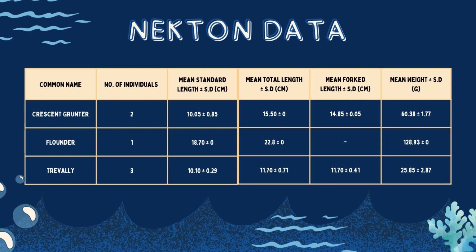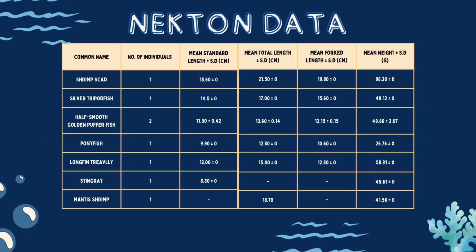Here are the data for the species that we got and the number of individuals of each species, mean standard length, mean total length, mean fork length, and the mean weight. What we got was flounder, trevally, shrimp scad, silver tripod fish, half-smooth golden pufferfish, ponyfish, stingray, and mantis shrimp.